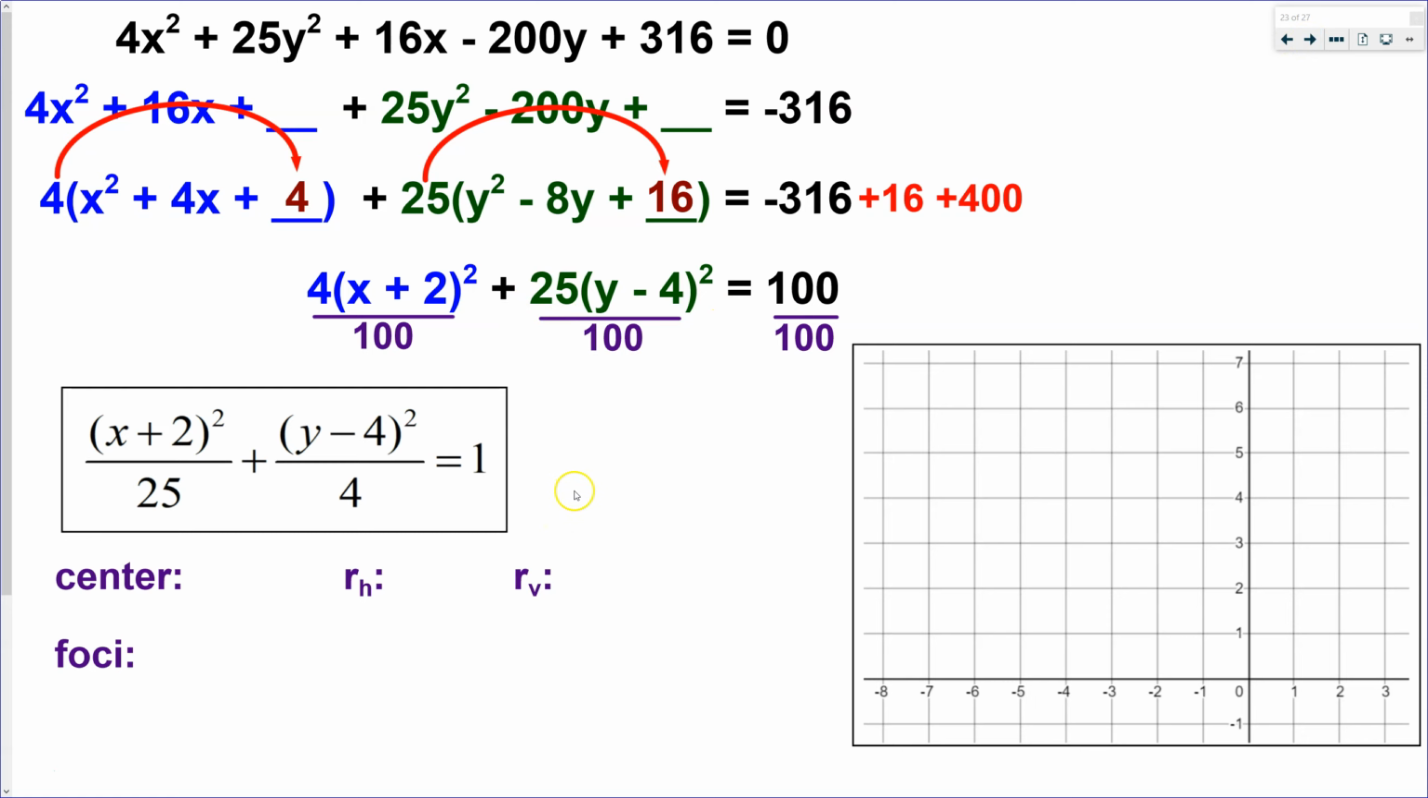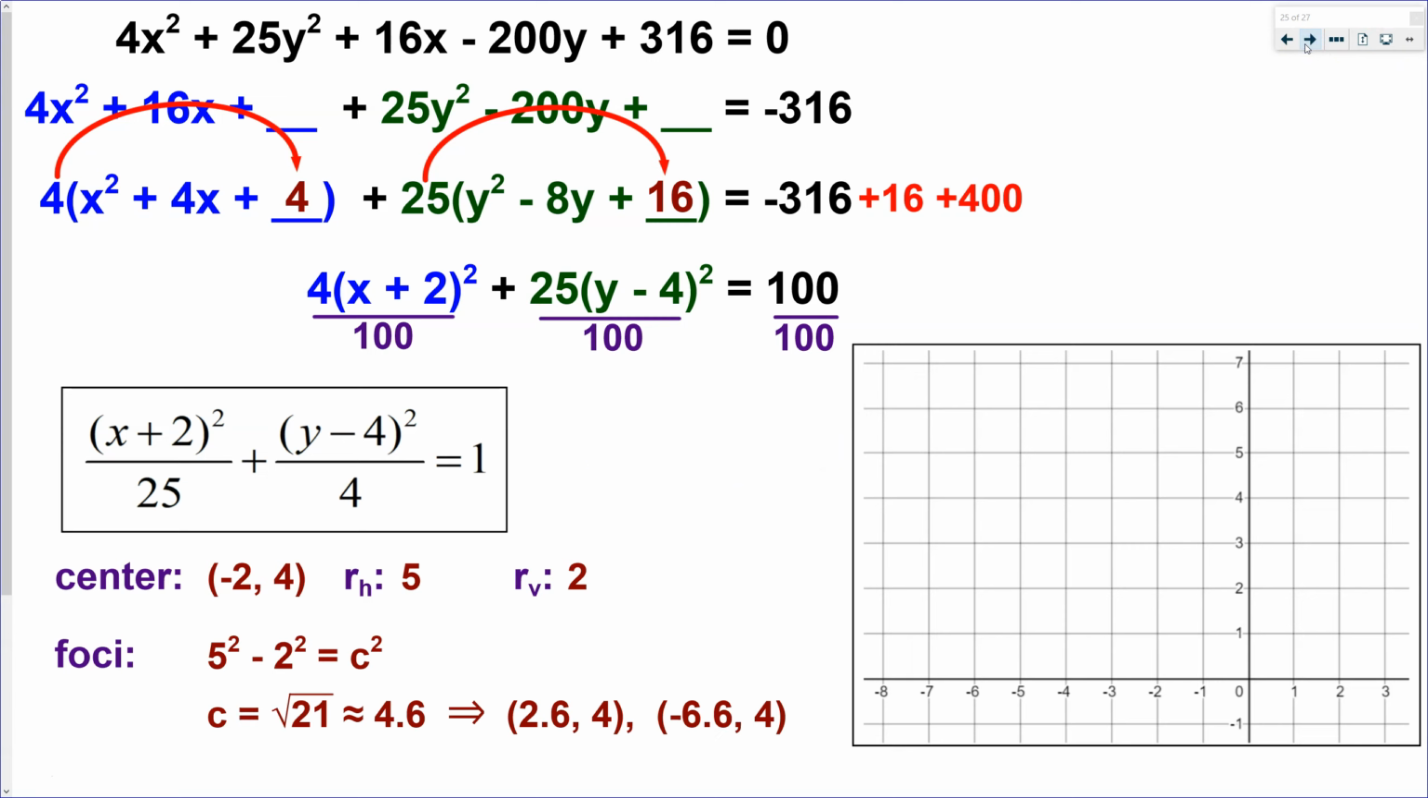And then we can extract center and focus information from this formula now that it's in standard form. It's easier to see. So we can see our center is -2 with a positive 4. We can see that our horizontal radius is going to be the square root of 25, which would be 5, and the vertical radius would be the square root of 4, which is 2. So that means that this ellipse is going to be wider than it is tall. So we can record all that information, and we can also calculate the focus points right there.